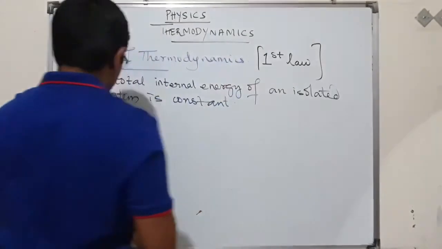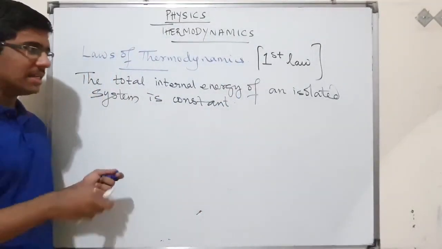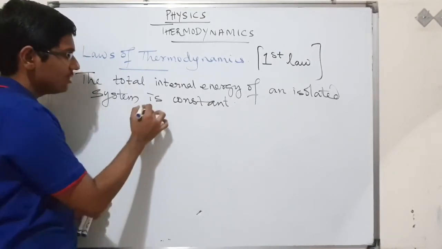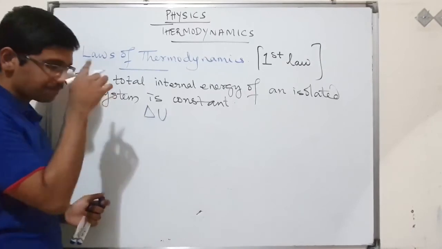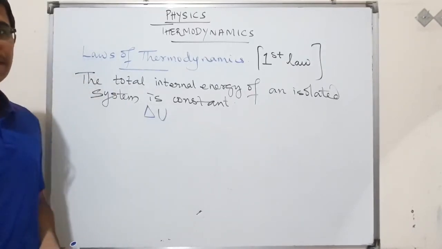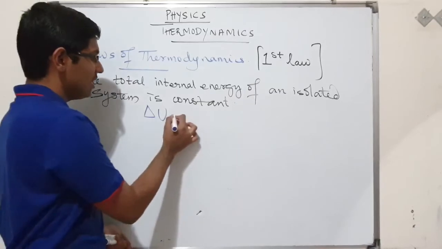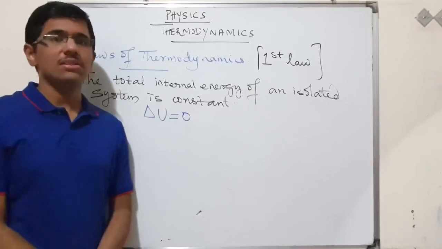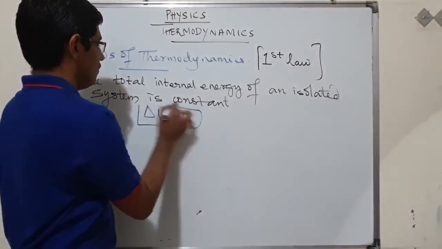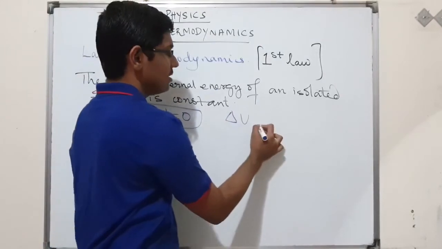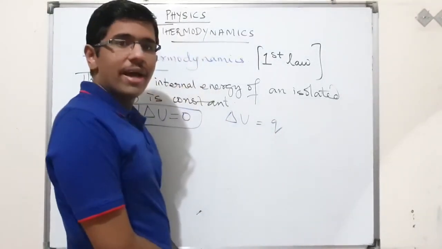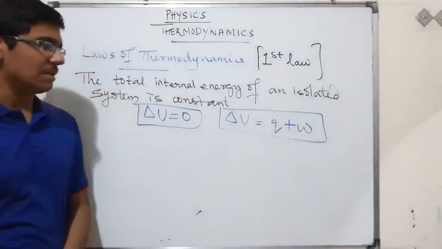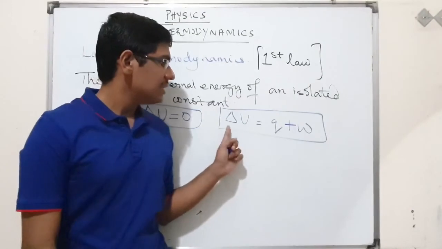But mathematically also we have to explain. The mathematical explanation is: the total internal energy is U. U is the internal energy. So the change in internal energy is delta U. The change in internal energy is 0. That means there is no change in internal energy. That means internal energy is constant. We know the change in internal energy is the sum of the heat and work. This you have to remember. Delta U equal to Q plus W. This expression is very important. Delta U equal to Q plus W.